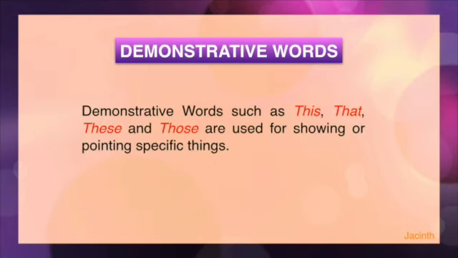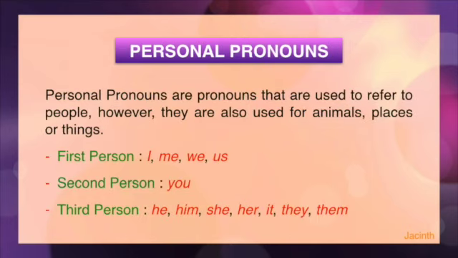Demonstrative words such as this, that, these and those are used for showing or pointing specific things. They may be demonstrative adjectives or demonstrative pronouns depending on their position in a sentence. To demonstrate means to point or to show. We also have personal pronouns in a sentence such as I, me, he, she. Personal pronouns are pronouns that are used to refer to people. However, they are also used for animals, places, or things.